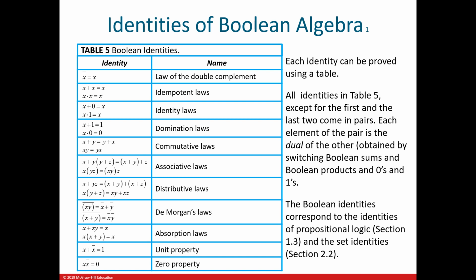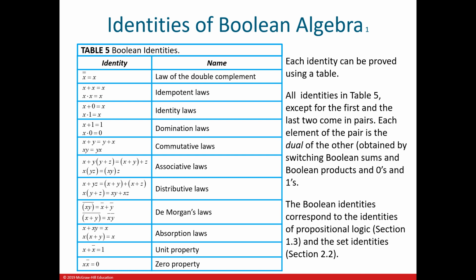Then the idempotent laws: the product of x with itself is whatever the value of x. So if you have x as 0, you multiply it with 0, you get 0. If you have x as 1, you multiply 1 with 1, you get 1. And then x sum x: if you have 1, you sum with 1, you get 1. If you have 0, you sum with 0, you get 0. So whatever the original value of x is, it is preserved.